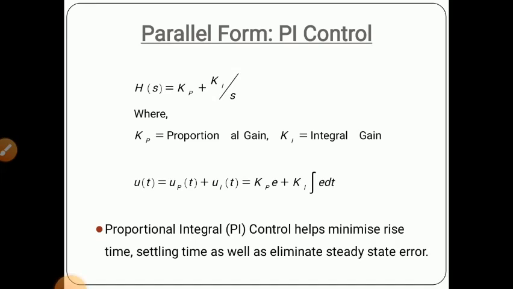So what is written here? Proportional integral control helps minimize rise time and settling time, as well as eliminate steady state error. The steady state error is present in the proportional controller, we know that, so this can be eliminated with the help of the integral controller. And with the help of proportional mode we can minimize rise time and settling time also. Like this we get the advantages of both controllers at the same time.